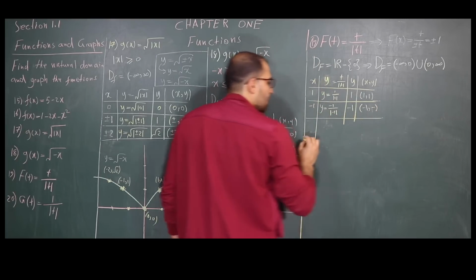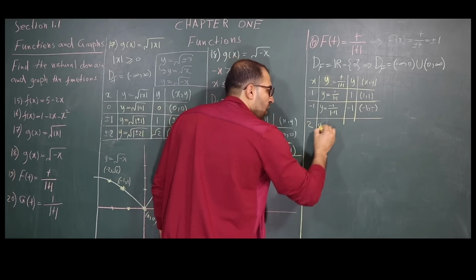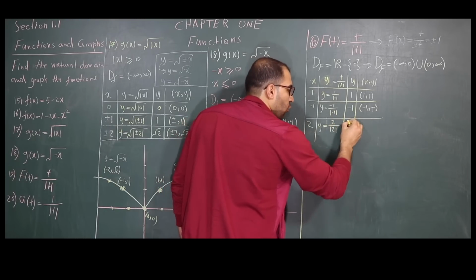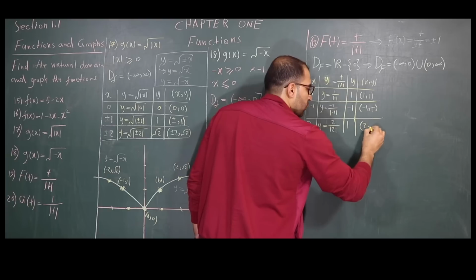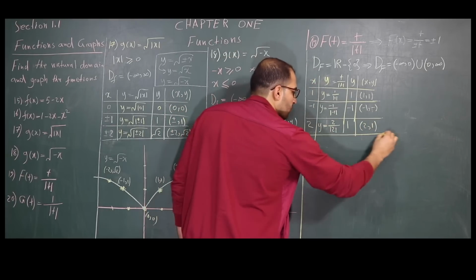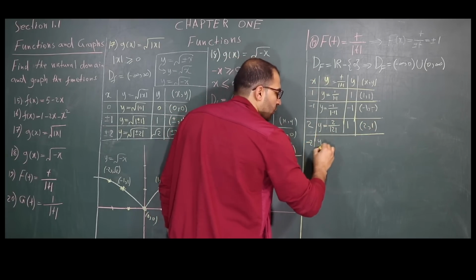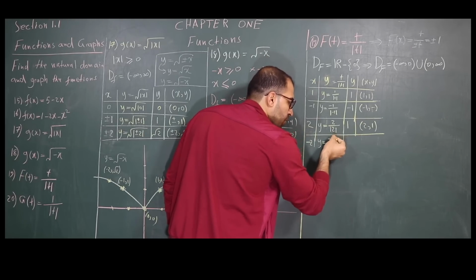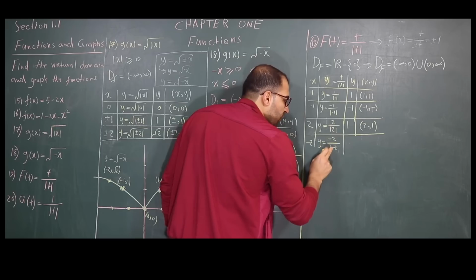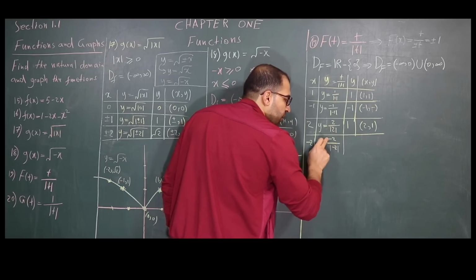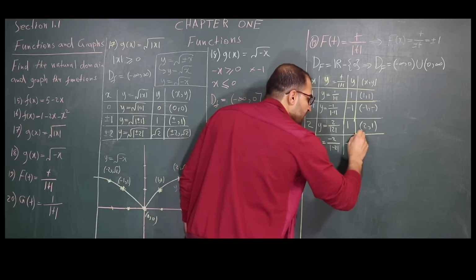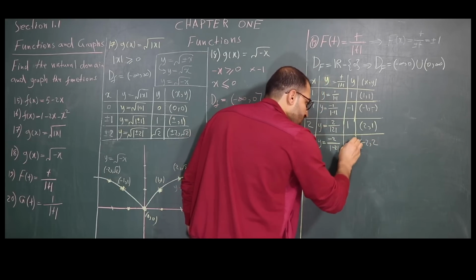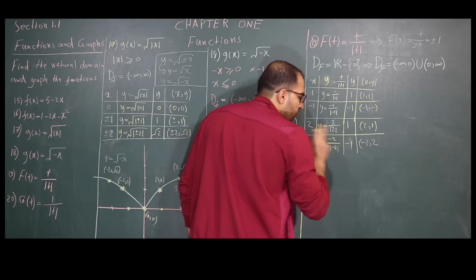And I'm going to take 2. Y will be 2 on the absolute value of 2, and the result will be 1, so 2 and 1. And here I'm going to take minus 2. Minus 2 on the absolute value of minus 2 will be minus 2 on just 2, so minus 1. Here minus 2 and minus 1.